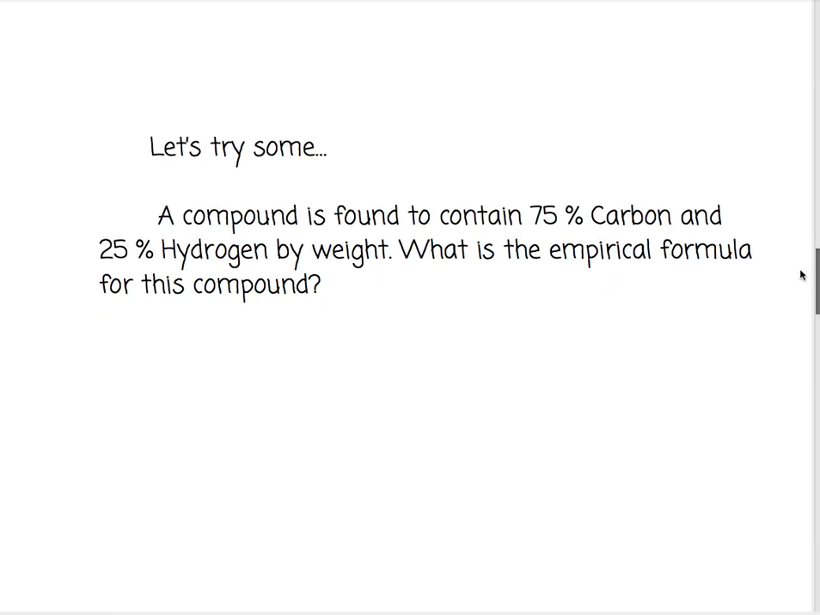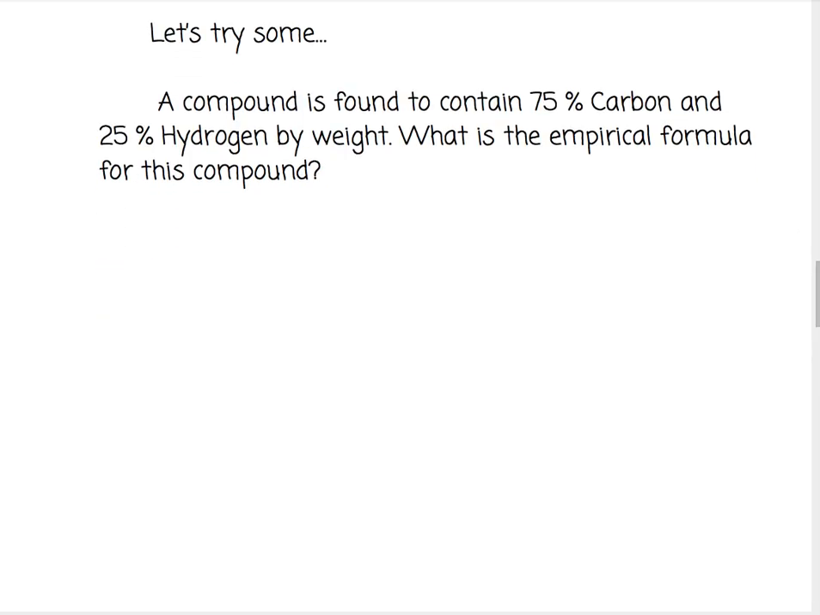Okay, let's take a problem like this one, and it says a compound is found to contain 75% carbon and 25% hydrogen by weight. What is the empirical formula for this compound? Whenever you are trying to figure out what to do in a problem, find the question. The question gives us a lot of clues. Here's the question. It'll start with a question word, what, how, why, and then it's going to ask us, what is the empirical formula for this compound?